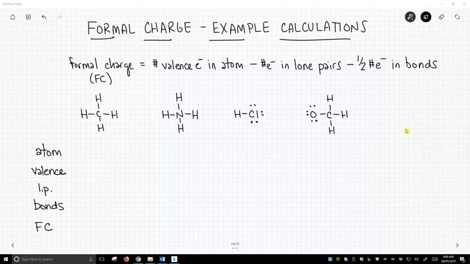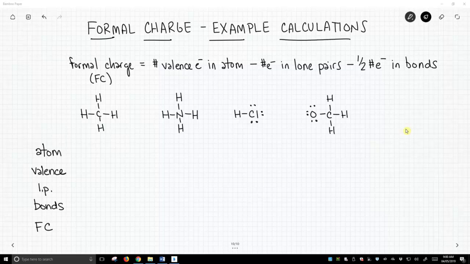On the screen we have some really nice Lewis dot structures, and maybe the backstory to this video is your friend has drawn a bunch of Lewis dot structures very nicely, but your friend doesn't know how to calculate formal charge. So we need to make sure that your friend has the correct formal charges on their Lewis dot structures.